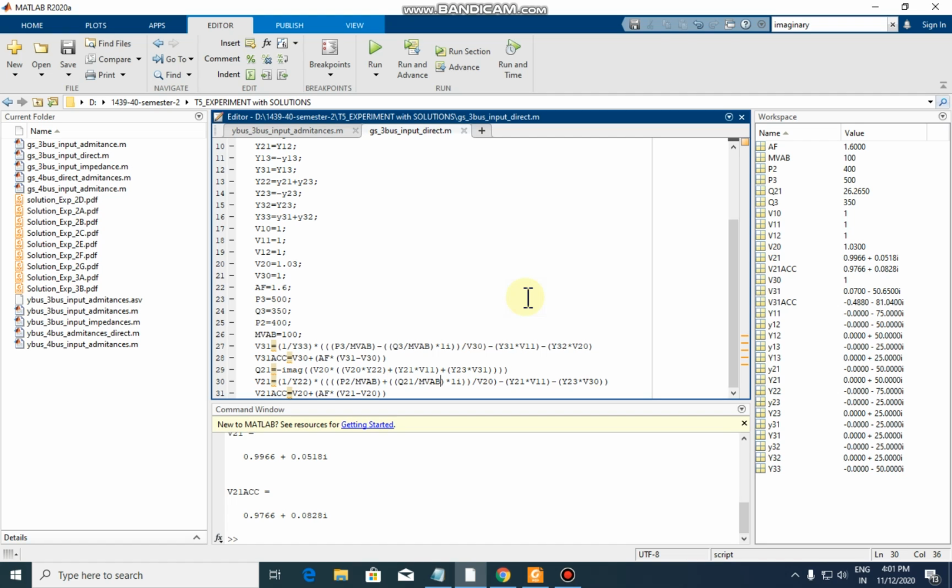If you want to try different Gauss-Seidel programs, in the MATLAB File Exchange just type power system 3 bus or 4 bus Gauss-Seidel method power flow solution. You will get different programs. You can analyze them, and you can write your own programs also. You can try to write this program for other examples given in the manual.